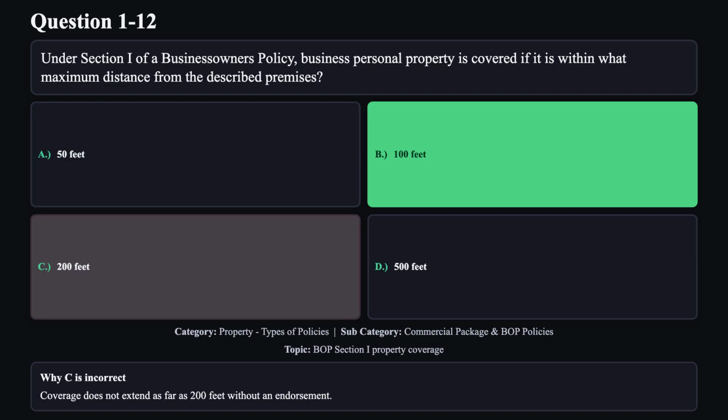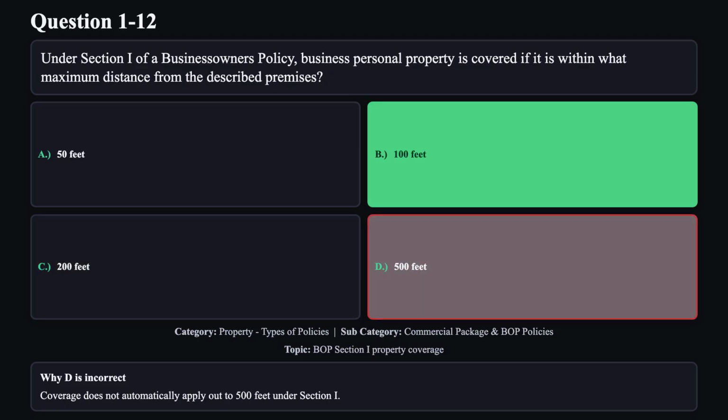Reason C is not correct. Coverage does not extend as far as 200 feet without an endorsement. Reason D is not correct. Coverage does not automatically apply out to 500 feet under Section 1.